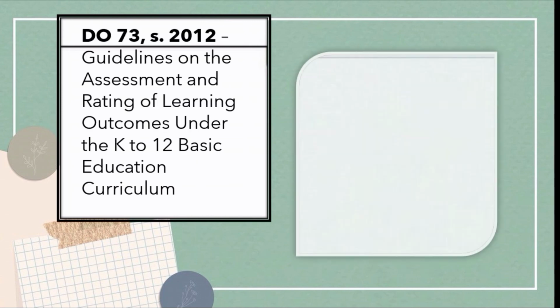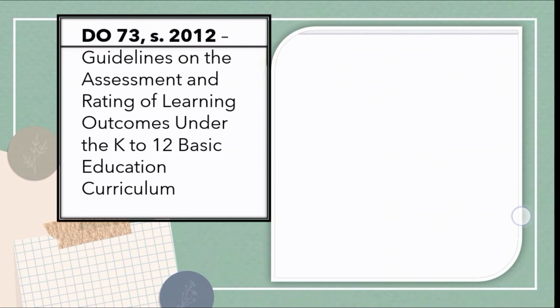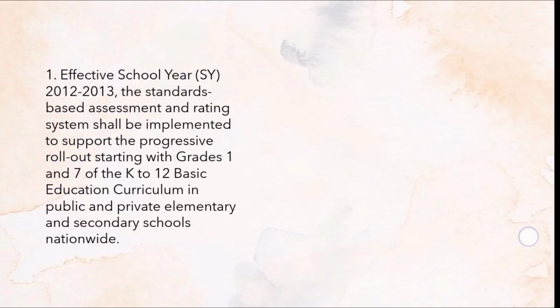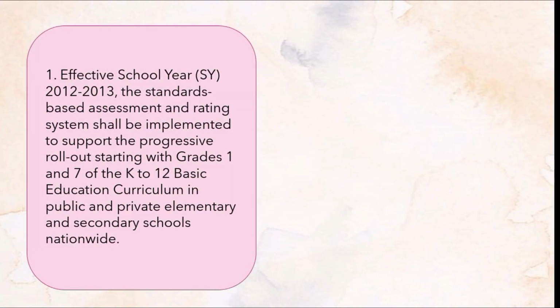So we have here the DepEd Order 73, series 2012. Guidelines on the assessment and rating of learning outcomes under the K-12 basic education curriculum. This is for the undersecretaries, assistant secretaries, and others. And it is effective school year 2012 to 2013.